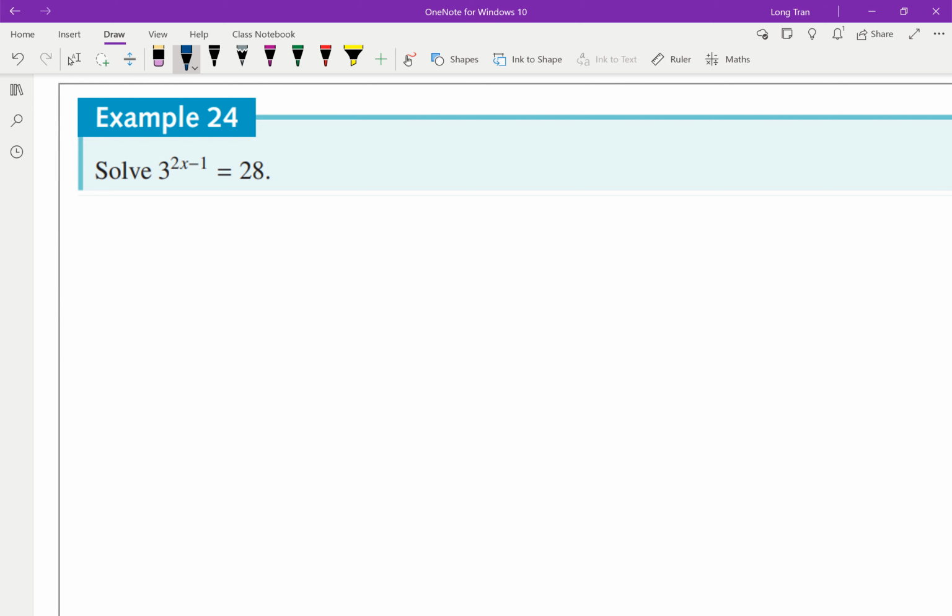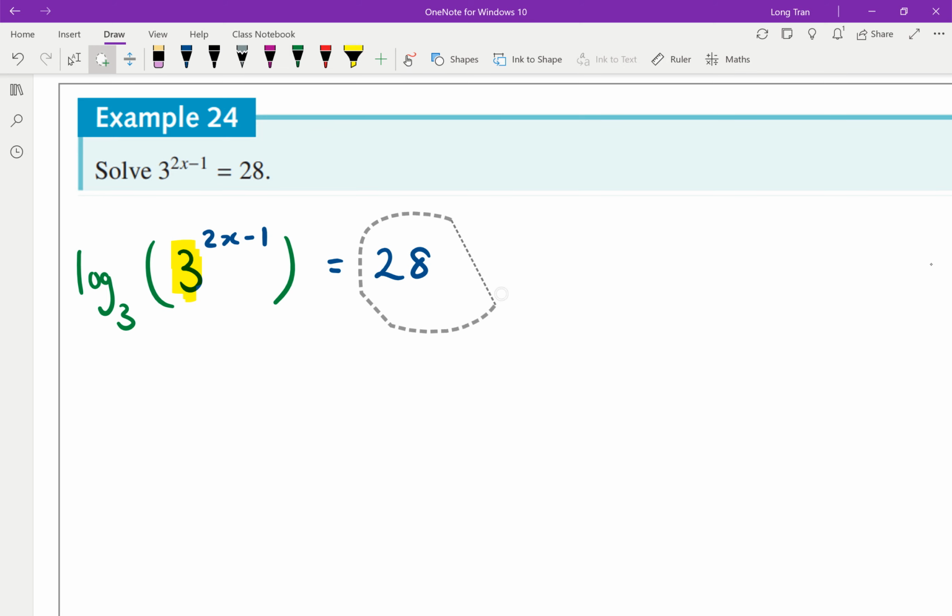Okay, so here we go. We've got 3 to the power of 2x minus 1 is equal to 28, right? Now, what's our problem? We don't want this exponential base 3. And we know that the inverse of exponential base 3 is logarithmic base 3. So I'm going to do log base 3 of the left-hand side, and the same for the right-hand side. We're just balancing the equation. I'm going to do log base 3 of the right-hand side.